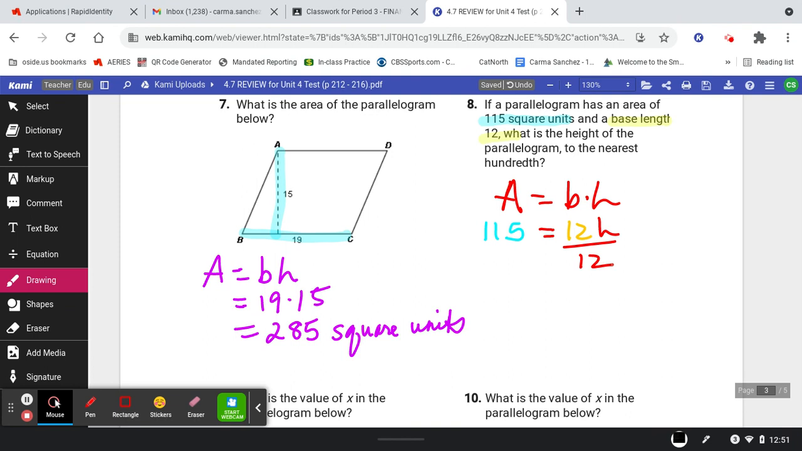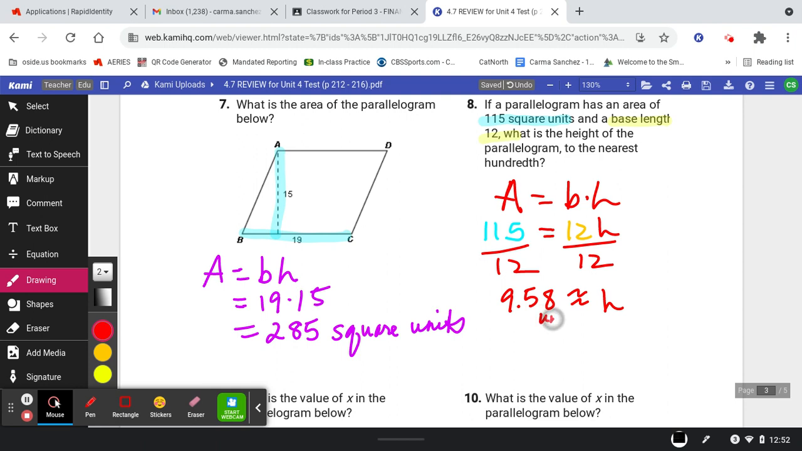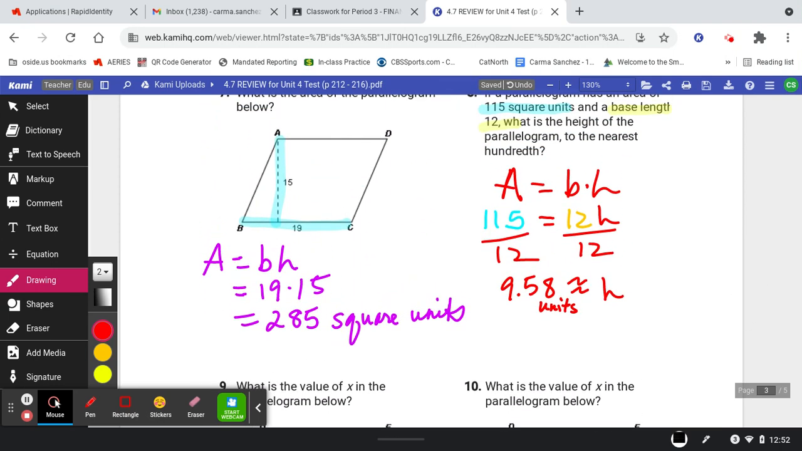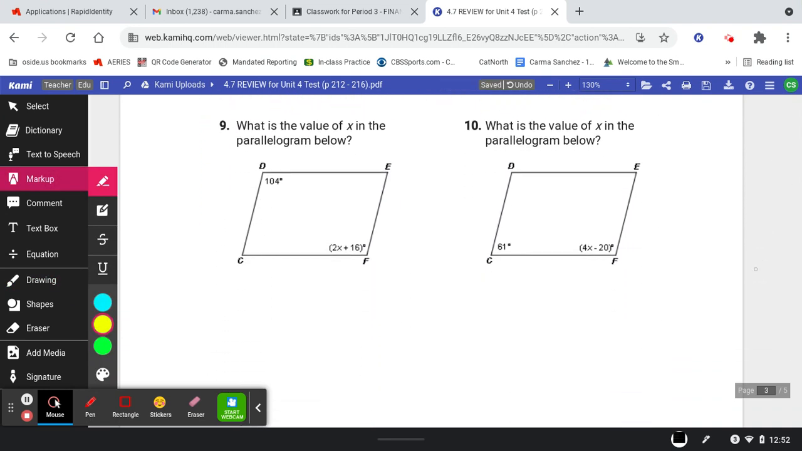So we're going to solve by dividing both sides by 12 to find that missing height. Grab your calculators. And I've got 9.58. And since we're rounding, we're going to put the approximation symbol in. And let's go look. Did they tell us square units? So 9.58 units. They didn't tell us if it was inches or centimeters or whatever. And see how right here it says to the nearest hundredth? And so that's why we went to 2 decimal places.